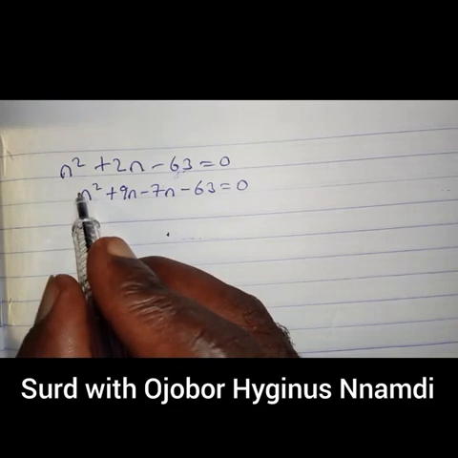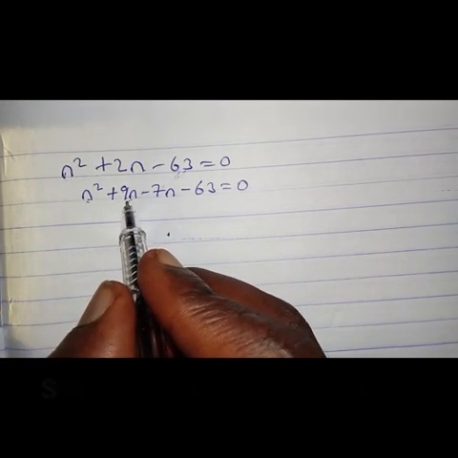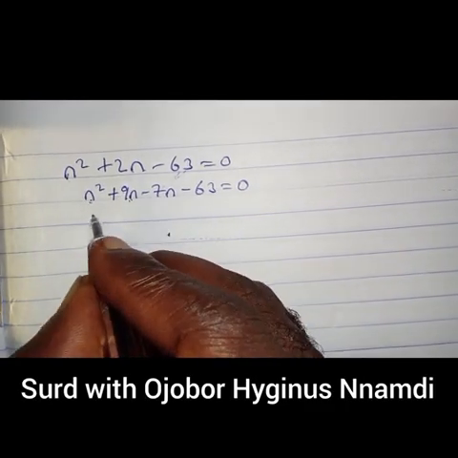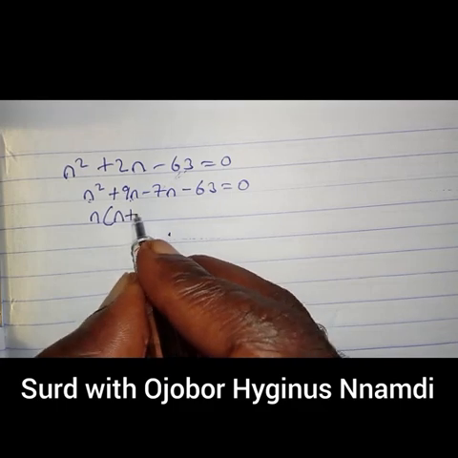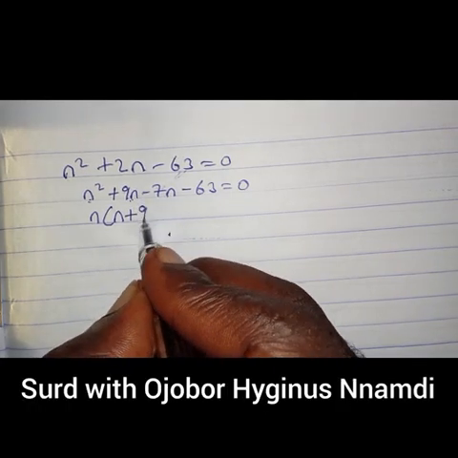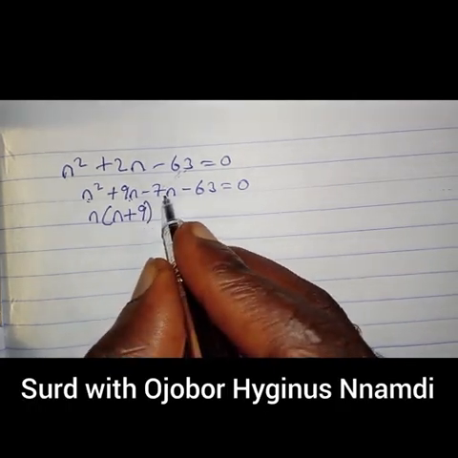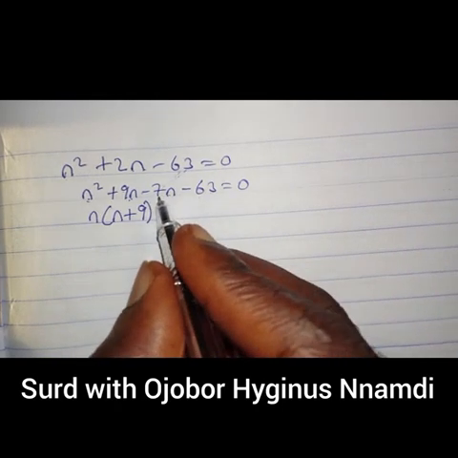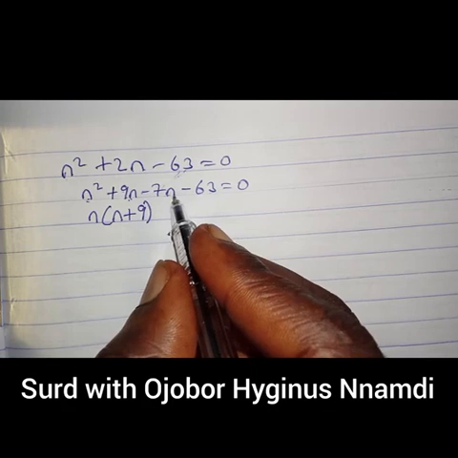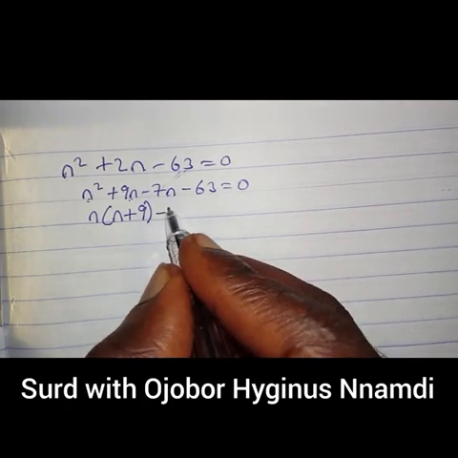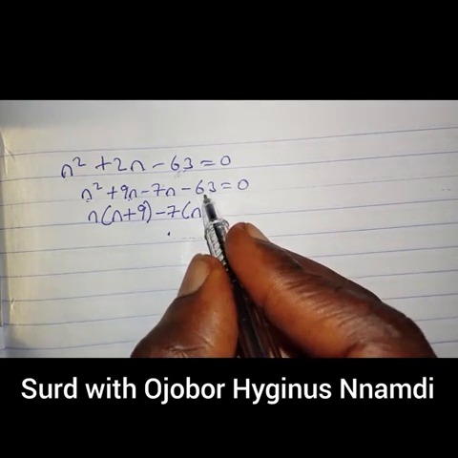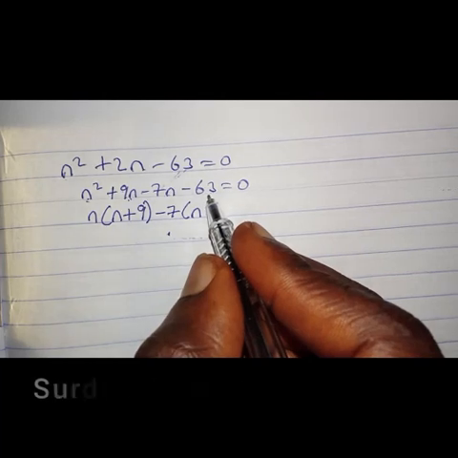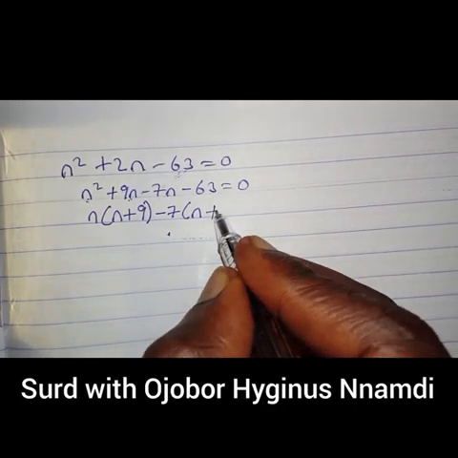Then you pair them in twos. This and this, the common factor they have is n. So if I factor out n from n squared, I'll have n. If I factor out n from 9n, I'll have 9 left. And we are done with this. Then you pair these two as well. What is common is minus 7. If I remove minus 7 here, I have n. If I remove minus 7 from minus 63, that is divide minus 63 by minus 7, I will have 9.